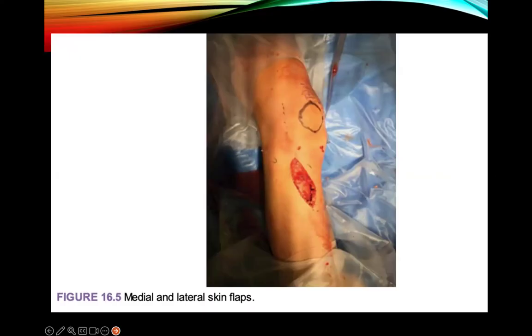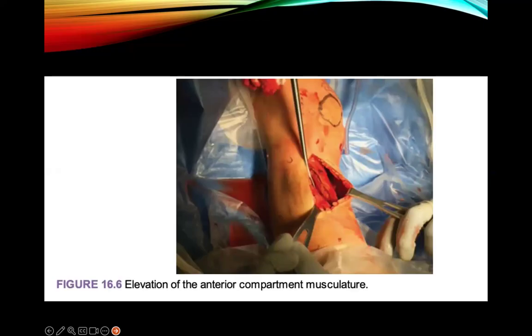Then some centers do try to get an arthroscopic visualization. As you can see, there are some scope portals which have been made here, but that is not routinely needed. Then you have to raise the medial and lateral skin flaps, preserve the patellar tendon, and protect the anterior compartment musculature during elevation.